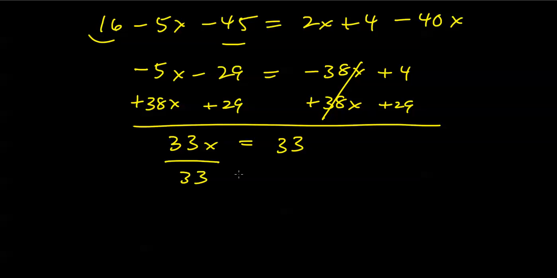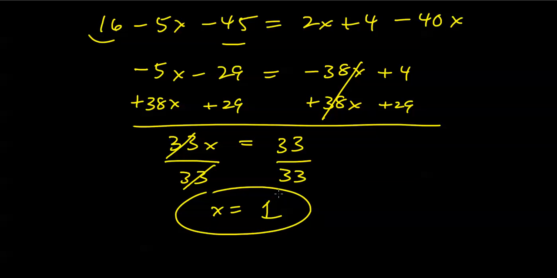Well, of course, I'm going to divide both sides by 33 to clean up my x term, and I get x equals 33 over 33, and of course that reduces to positive 1. So my solution for that equation is x equals 1.